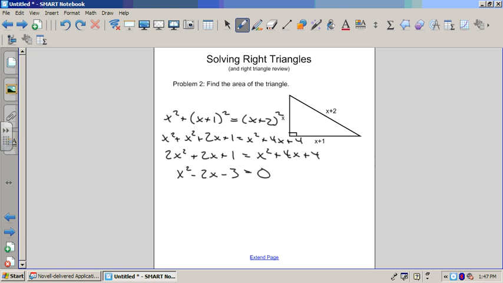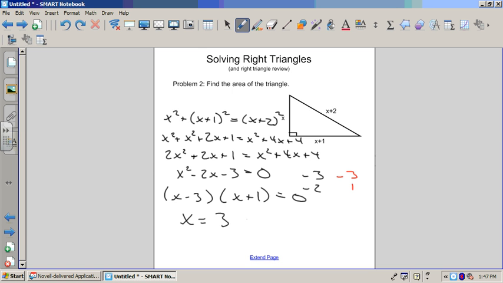I need two numbers that multiply together to give me negative 3 and add together to give me negative 2. The two magic numbers that do that are negative 3 and positive 1. They multiply to give me negative 3 and add together to give me negative 2. So I can factor this as x minus 3 times x plus 1 is equal to 0. If a product is equal to 0, one of the factors has to be equal to 0.